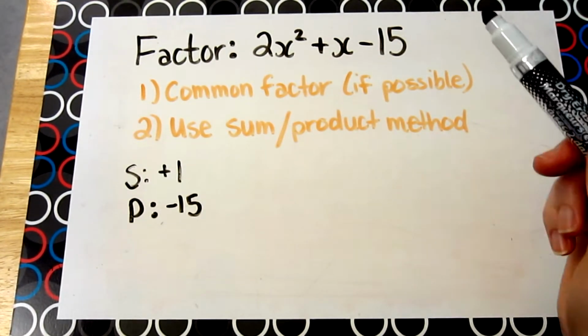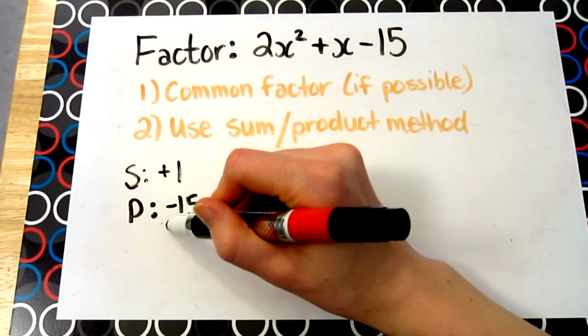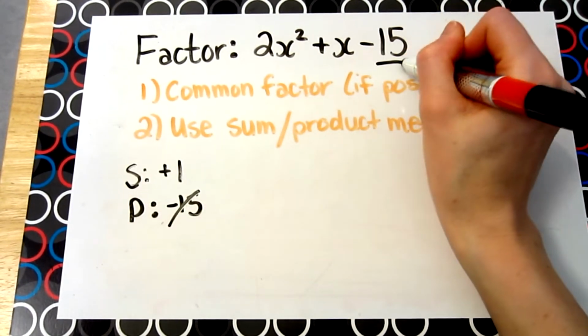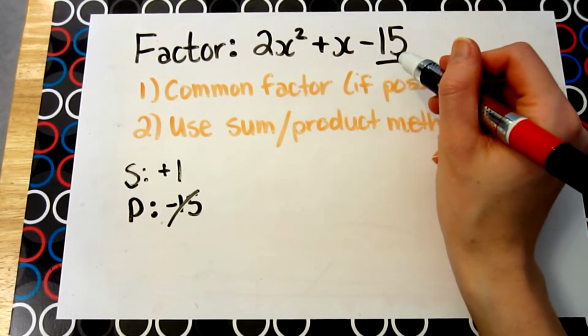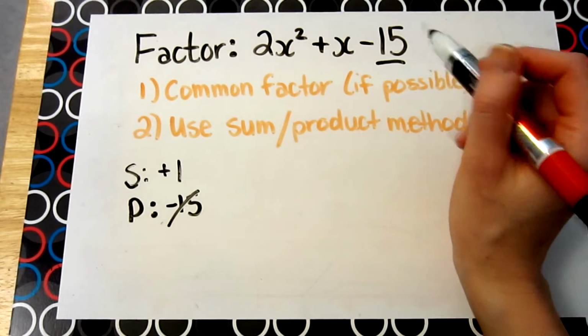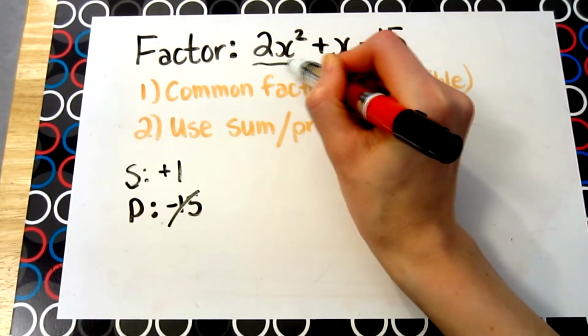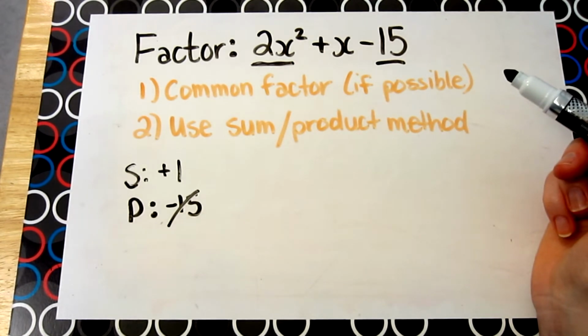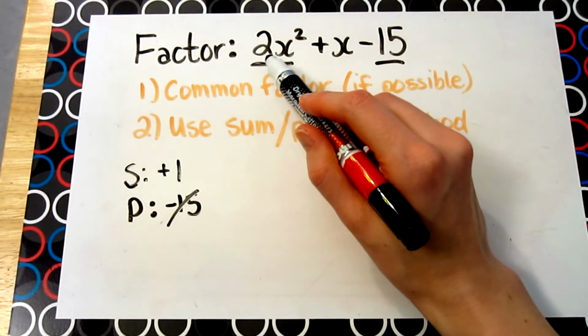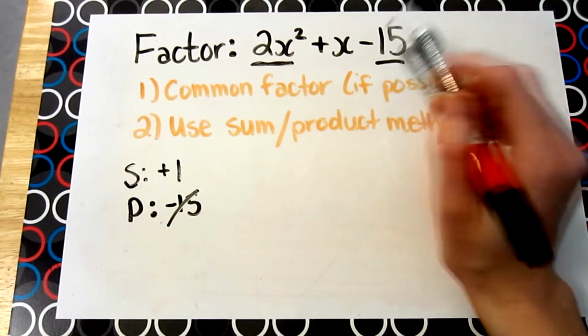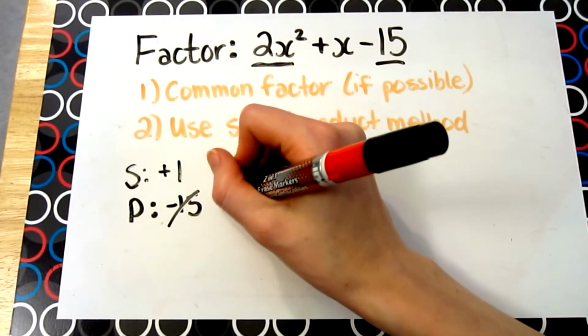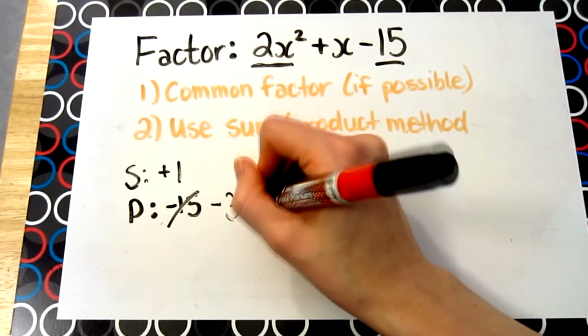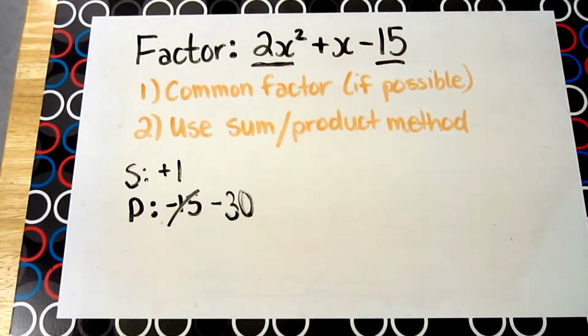But wait, this is actually not the product when we're dealing with tough trinomials. Normally we would look at the last term to see what the product is. However, because we now have a different coefficient at the beginning, we need to consider this in the product as well. So if we multiply the coefficients of positive 2 times negative 15, the product is actually negative 30. And that's how we always need to calculate the product for tough trinomial questions.